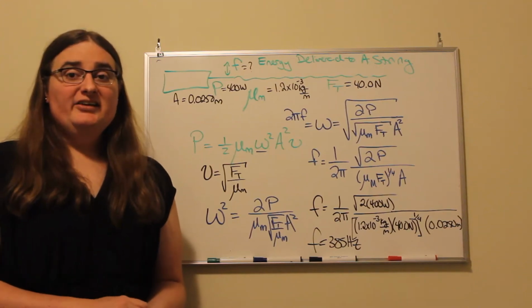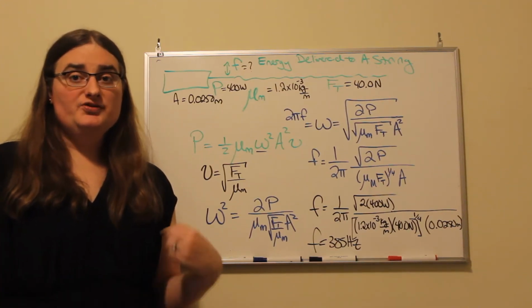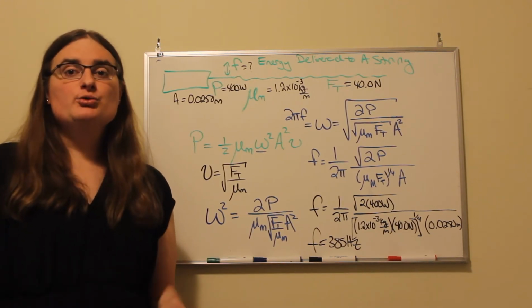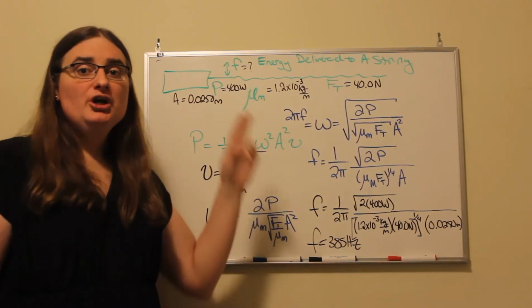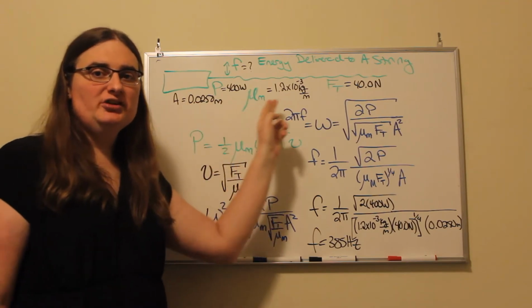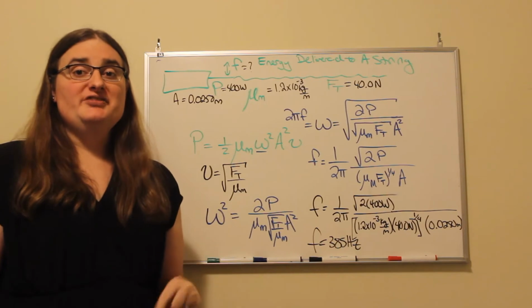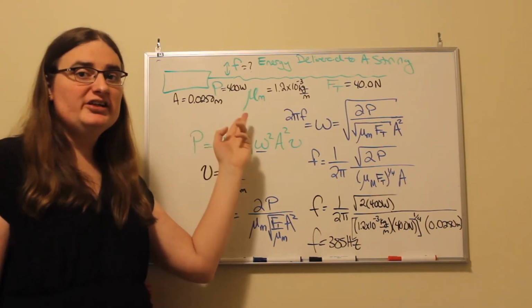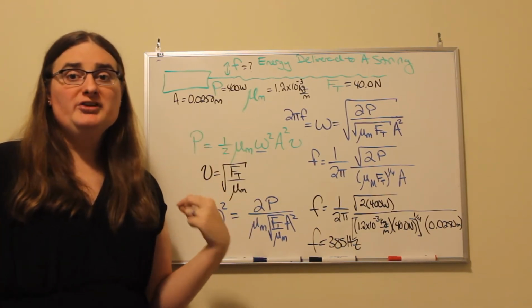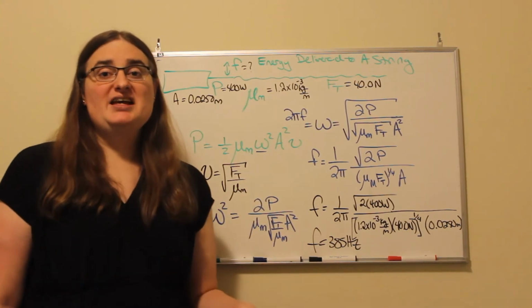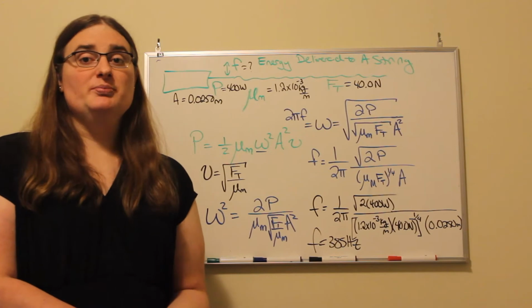Hi, I want to take a look at an example of delivering power to a string under tension through some form of oscillating source. So we have an oscillating source that's hooked up to a string that happens to be under 40 newtons of tension. And the string has a linear mass density of 1.2 grams per meter, which would be 1.2 times 10 to the negative 3 kilograms per meter.